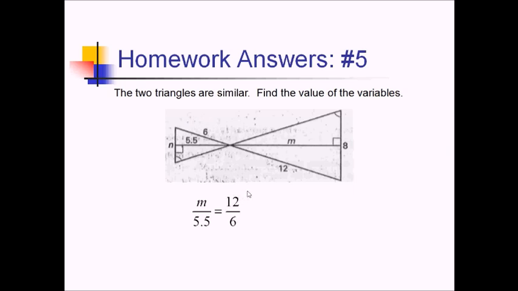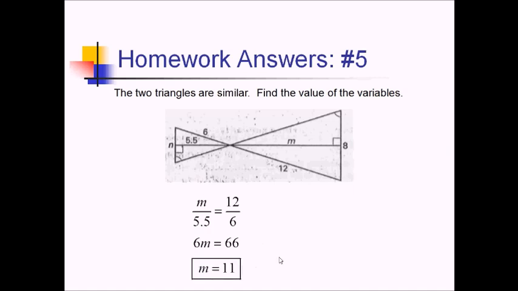Now, how do we know that 12 and 6 go together? Well, they're across from congruent angles. We have this angle, which is congruent to this angle. So in similar triangles, the sides that are proportional are across from the same angles. Cross-multiplying then, 5.5 times 12, that would be, let's see here, 66. And that's going to equal 6m cross-multiplying the other way. So we have m equals 11.